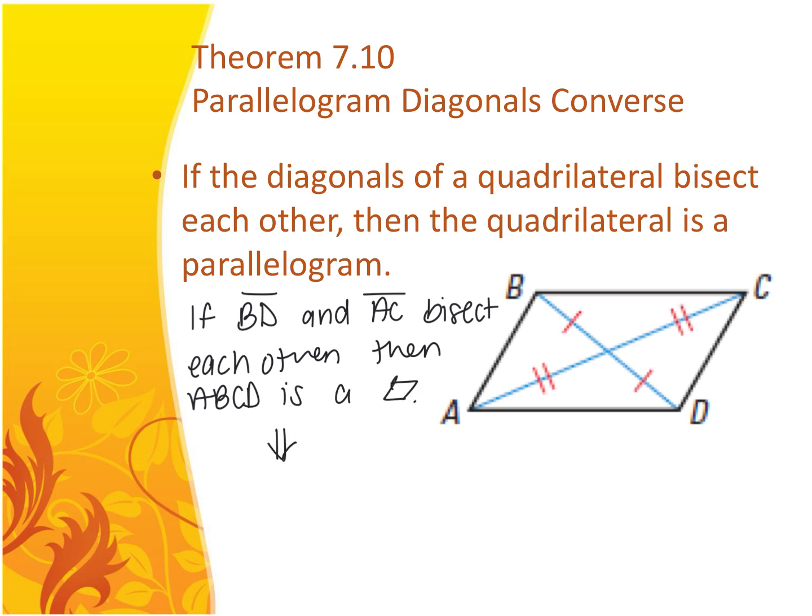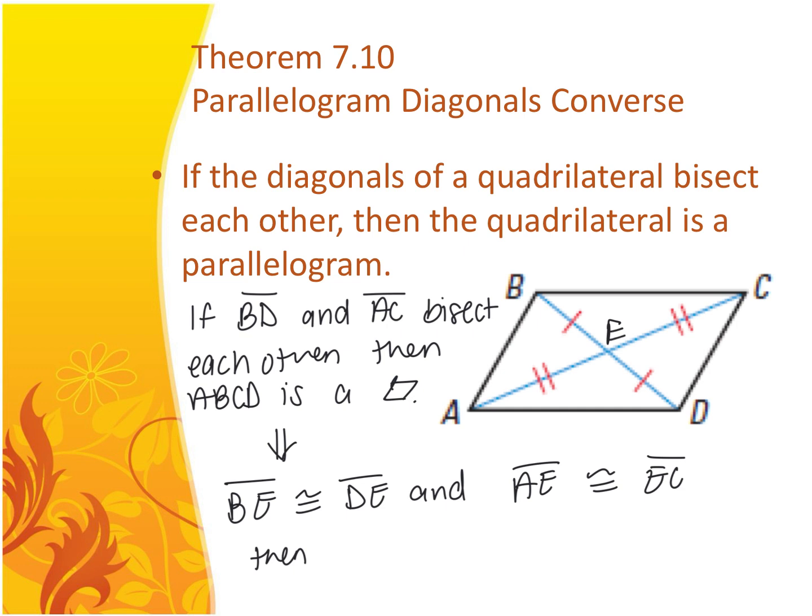Or BE, I'm putting E right here in the middle, is congruent to DE, and AE is congruent to EC. Then ABCD is a parallelogram.